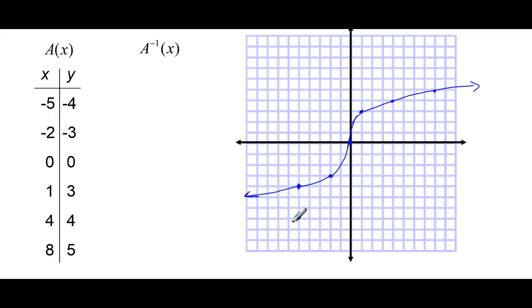Passes the vertical line test, so yes, it's a function. It passes the horizontal line test, so it does have an inverse function. And we're feeling a little out of sorts because we didn't have an equation, but we still were able to draw the graph okay. Now here's the part that's going to be a little freaky.